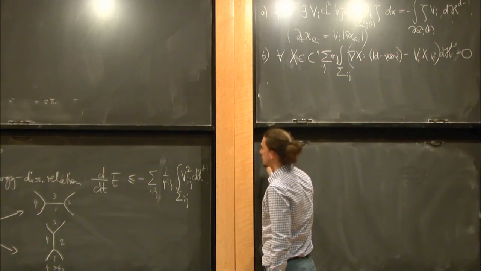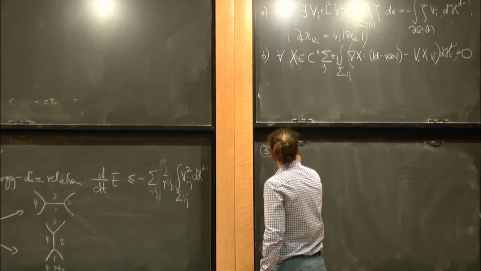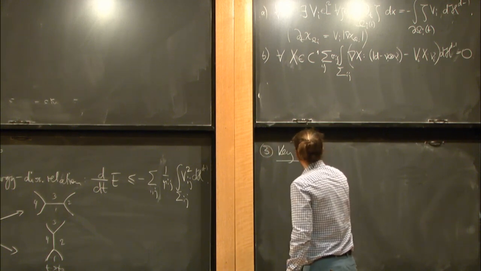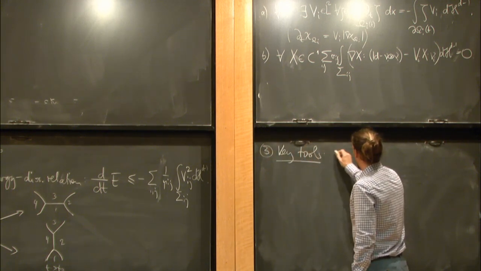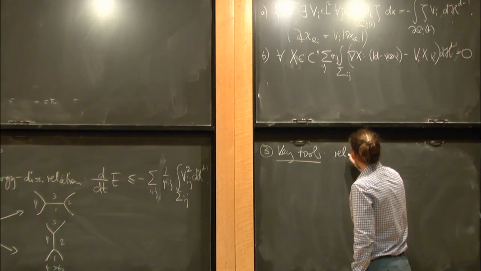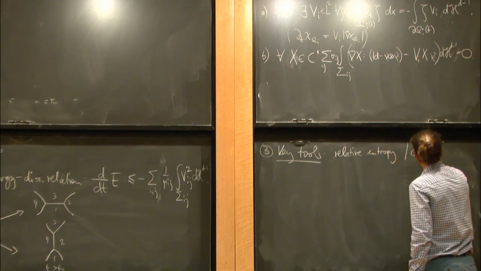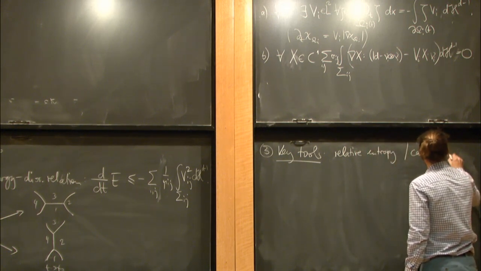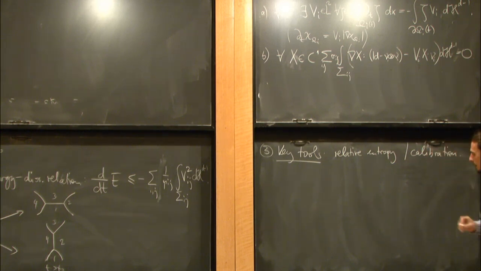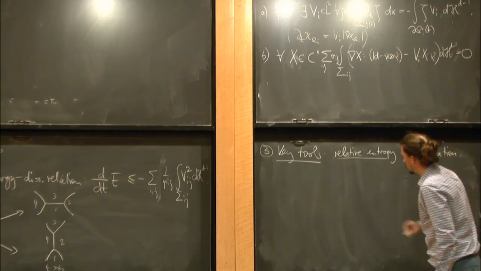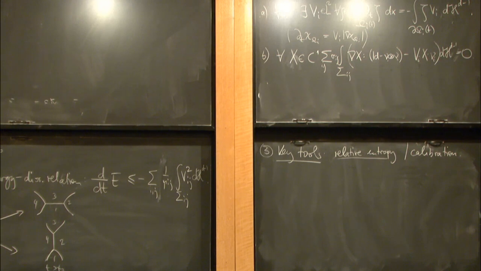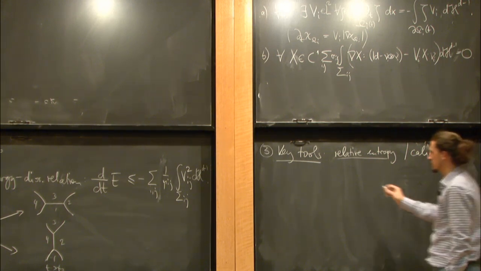So that's the second remark. The third one is the key tool, or key tools, is relative entropy. And calibrations.